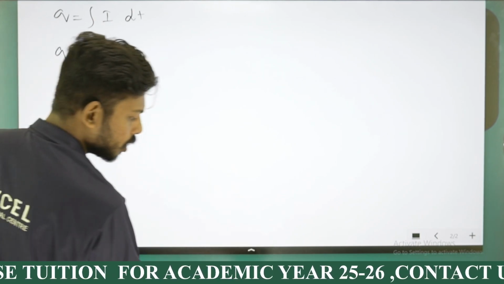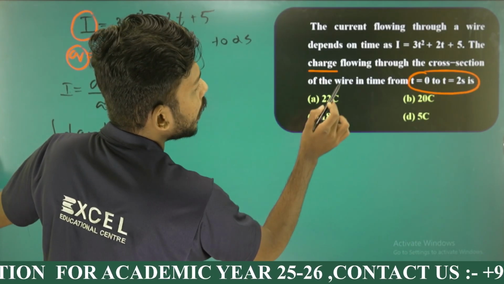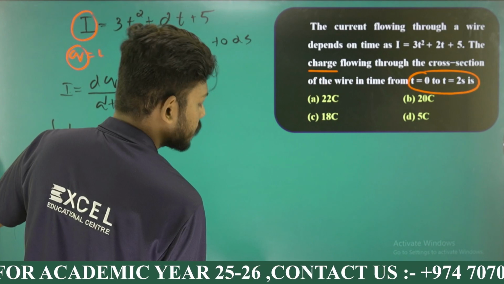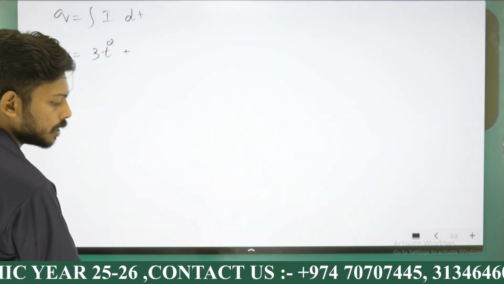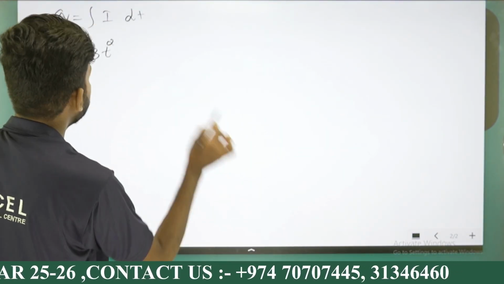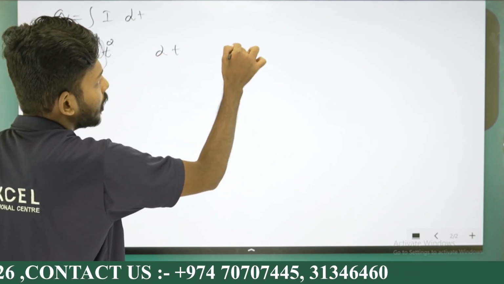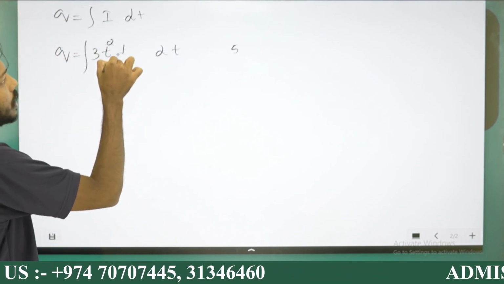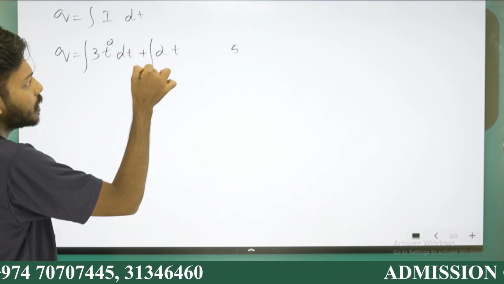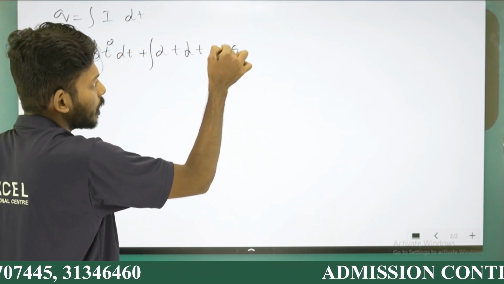Okay, so just look into the equations. The terms are 3t square, 2t, and 5. So 3t square, and the next term is 2t, and the final term is 5. So I have to integrate, right? Integral dt over here plus integral dt over here plus integral dt.